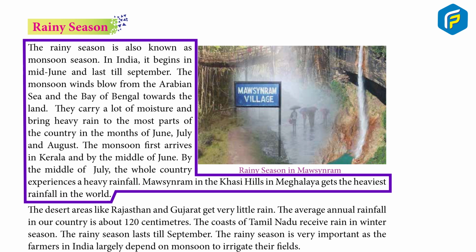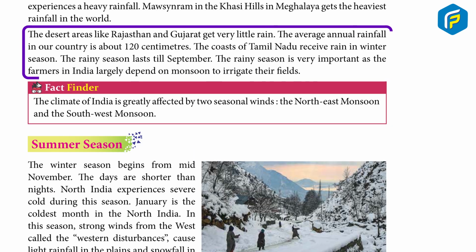In the months of June, July and August, the monsoon first arrives in Kerala, and by the middle of July, the whole country experiences heavy rainfall. Mawsynram in the Khasi Hills in Meghalaya gets the heaviest rainfall in the world. The desert areas like Rajasthan and Gujarat get very little rain. The average annual rainfall in our country is about 120 centimeters.